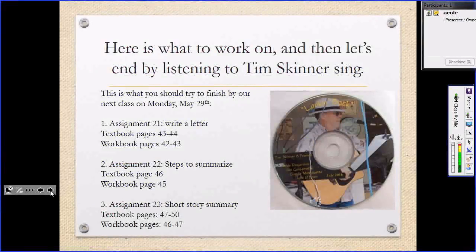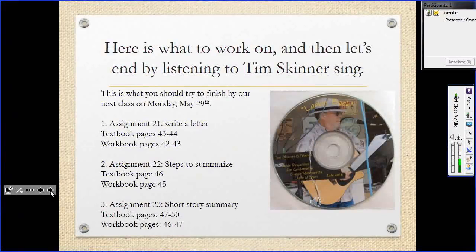All right, so I'm just going to explain quickly what to work on, and then we'll end by listening to Tim Skinner sing. So this is what you should try to finish by our next class on Monday, May 29th. Assignment 21, write a letter. Remember, we talked about a personal business letter.